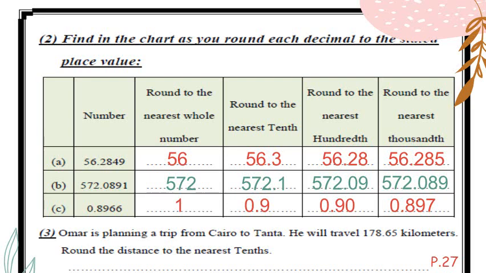Okay, now question number 3. Omar is planning a trip from Cairo to Tanta. He will travel 178.65 kilometers. Round the distance to the nearest tenth. I need to round this number to the nearest tenth. Which digit is under tenth? It's 6. So underline 6 and circle next door. Next door is 5. Strong. That means I have plus 1 up to 6. And close the door. 5 will be 0. 1 plus 6 equals 7. Decimal point. 8, keep it as it is. 7 and 1. So that means my final answer is 178.7.